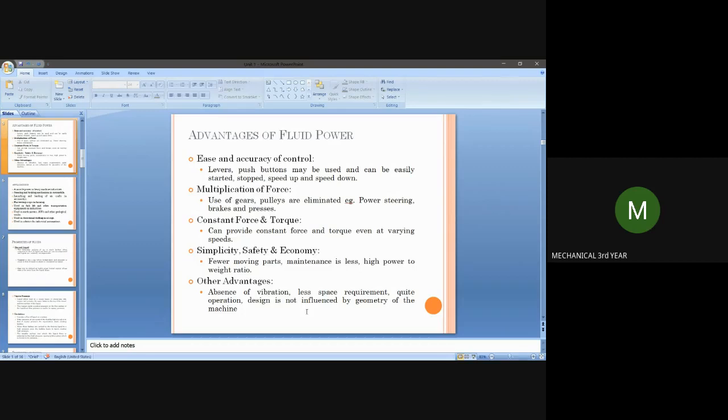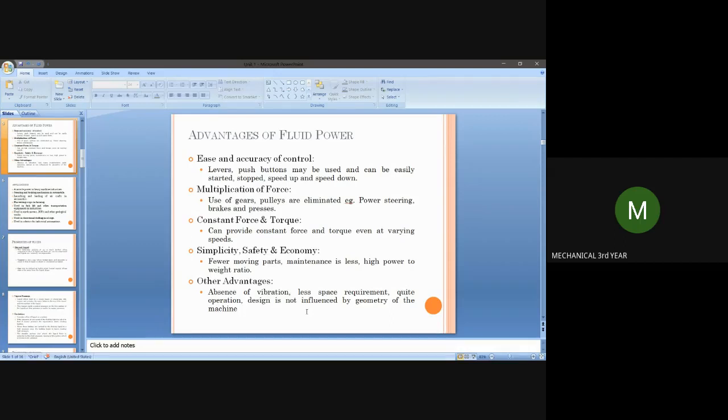For example, you have a shaper machine. You have a shaper machine in your manufacturing technology lab. You would have studied it in your MT2. The shaper machine works with a quick return mechanism. In the quick return mechanism, you have a gear and you have linkages. Everything you will be having. That can be replaced with the help of a pneumatic system or a hydraulic system.